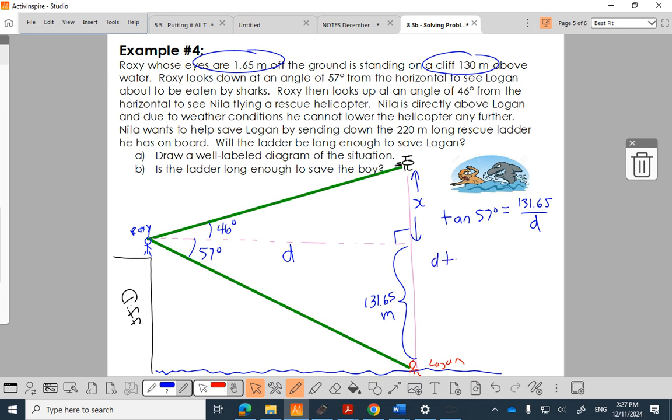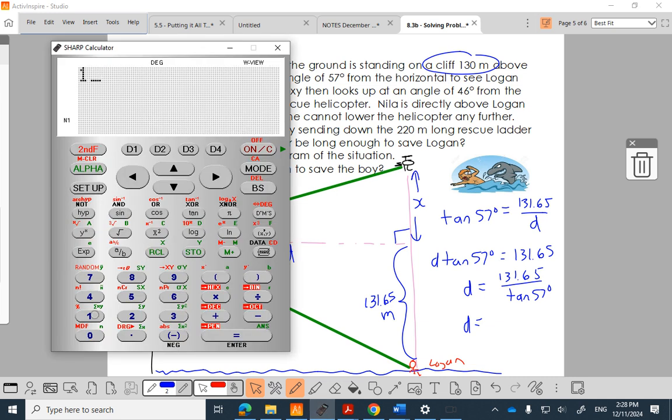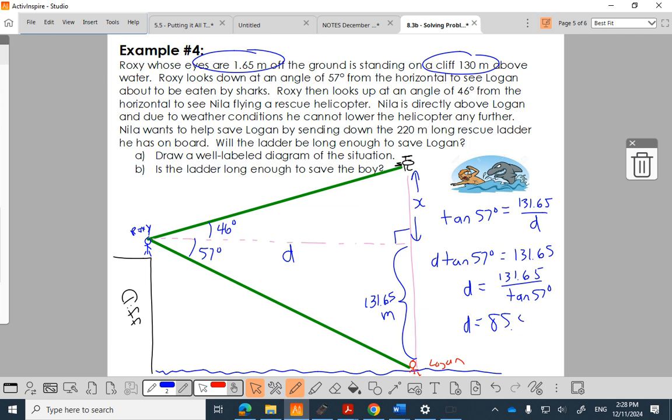D tan 57 equals 131.65. If you do it with a decimal, you're going to get D times 0.86, whatever it is. Then D equals 131.65 over tan 57, which if you're doing decimals, will be equal to 85.49456. I'm going to type it in for the sake of the video. And what do we agree? 85.4945. Why am I taking all the decimal places here? I'm going to use it again, so I better stay accurate. And I'm going to write that on my diagram.